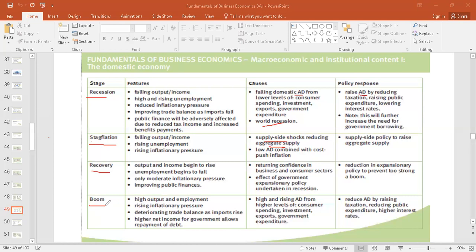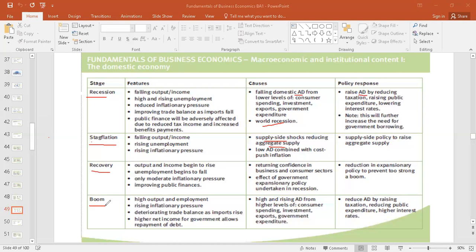What are the causes for a boom to happen? See, the boom is high and rising aggregate demand. Activity is at its peak. That is when it is a boom. High and rising aggregate demand from higher levels of consumer spending, investment, exports, government expenditure.